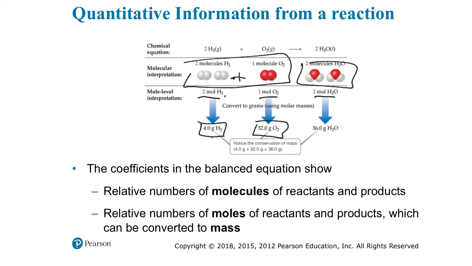1 mole of oxygen, a mole of O2, is 32.0 grams per mole of O2. And then we're going to make from that 36.0 grams of water. So our reaction balances. Notice we start with about 36 grams of reactants and we end with 36 grams of products.